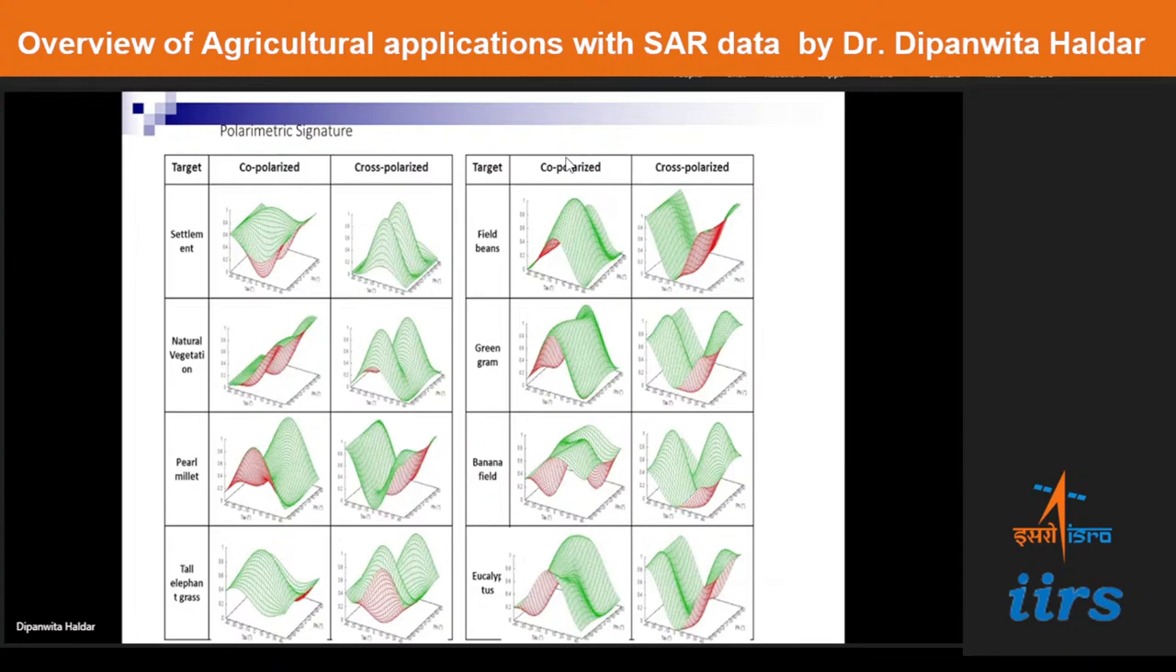Now this is another concept, the polarimetric signature, where we plot the orientation and ellipticity angle and measure the normalized scattering. This is the tau and the phi, the ellipticity and the orientation angle, and what you are seeing on the z-axis is the normalized scattering. For settlement, we have the co-polarized and the cross-polarized response, and for different crops you have a different kind of polarimetric signature. With the crop stage also, this signature will vary. So this is a very efficient tool for monitoring crop condition, crop growth, and so on.